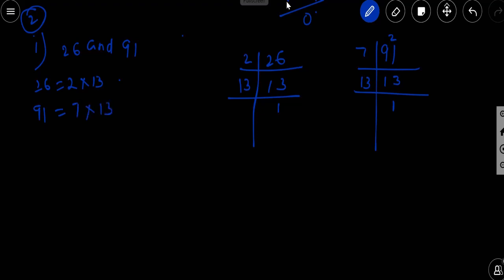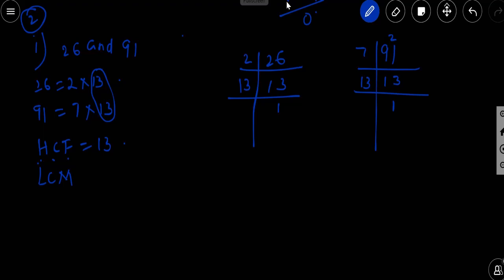Now first we have to write the HCF. The full form of HCF is highest common factor. It is nothing but the product of the smallest power of each common prime factor in the numbers. If you see these two numbers, what is the common number here? 13. So the HCF is 13.